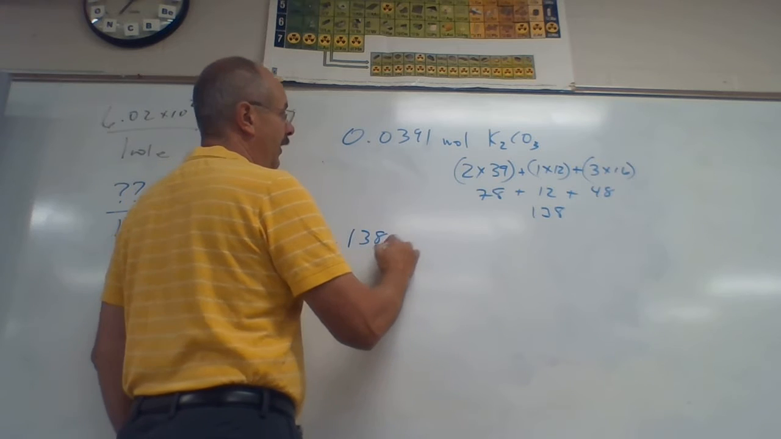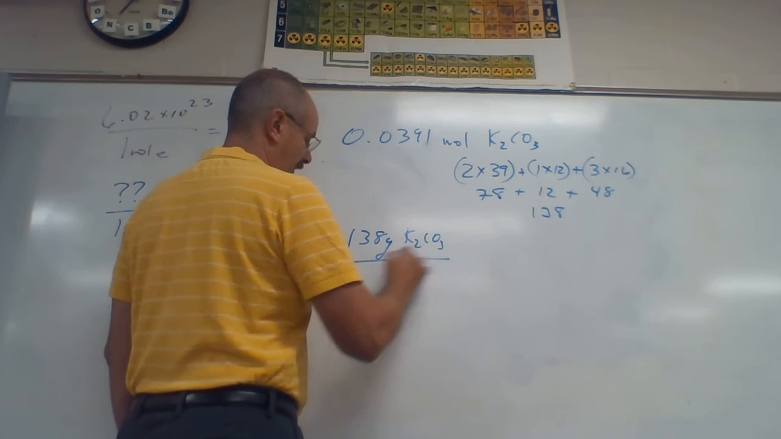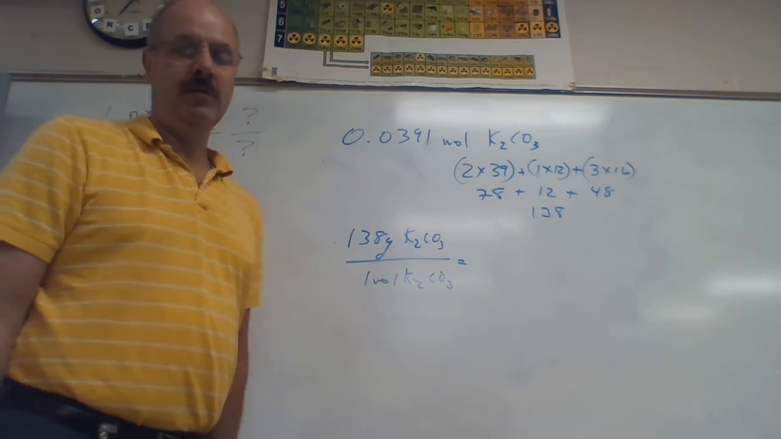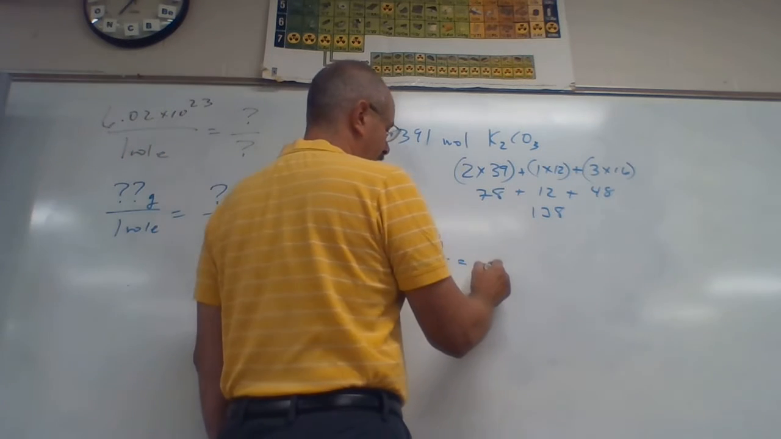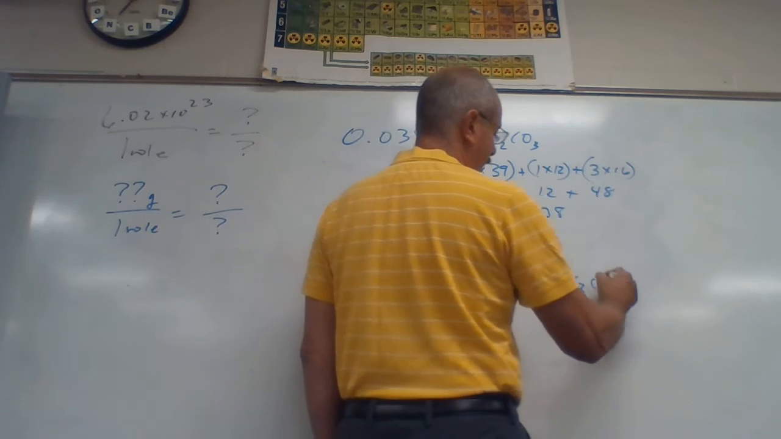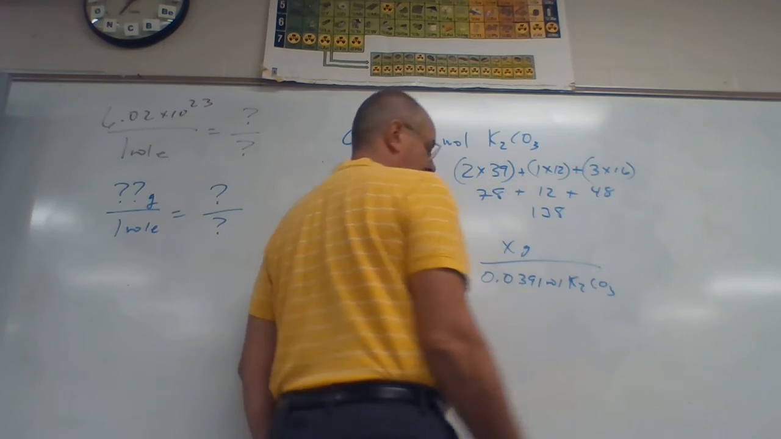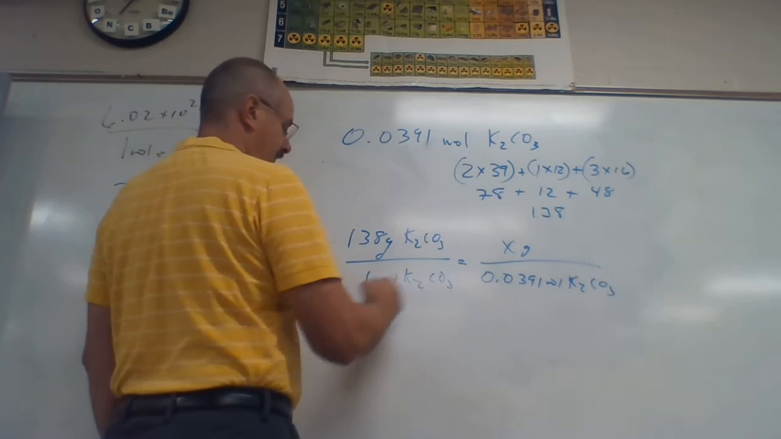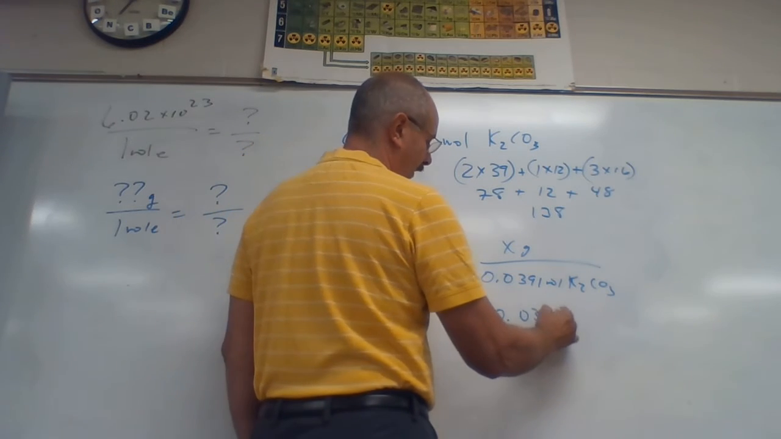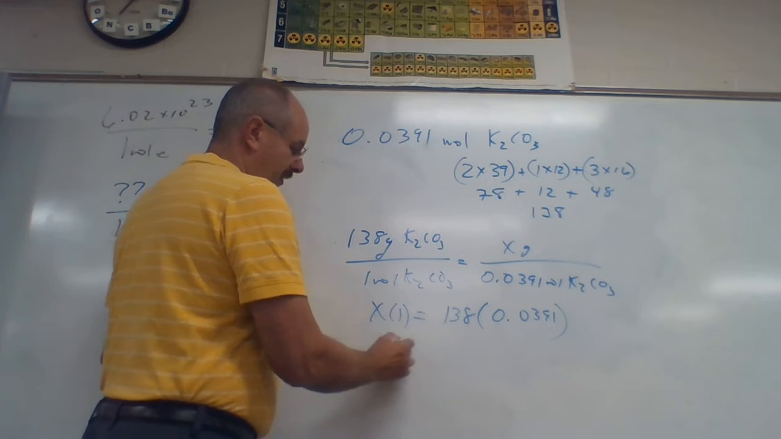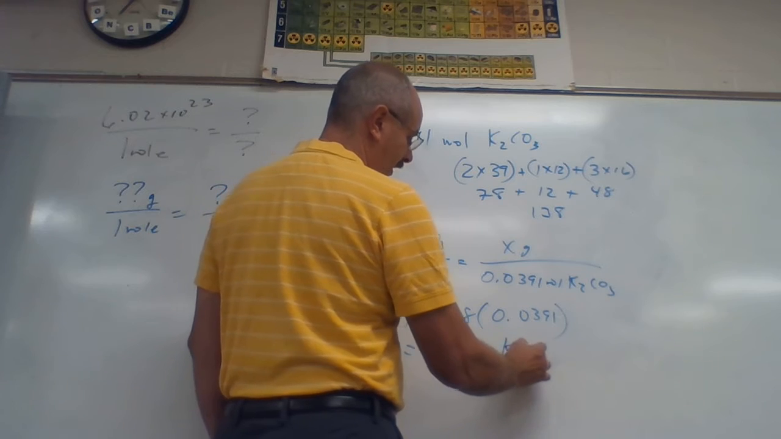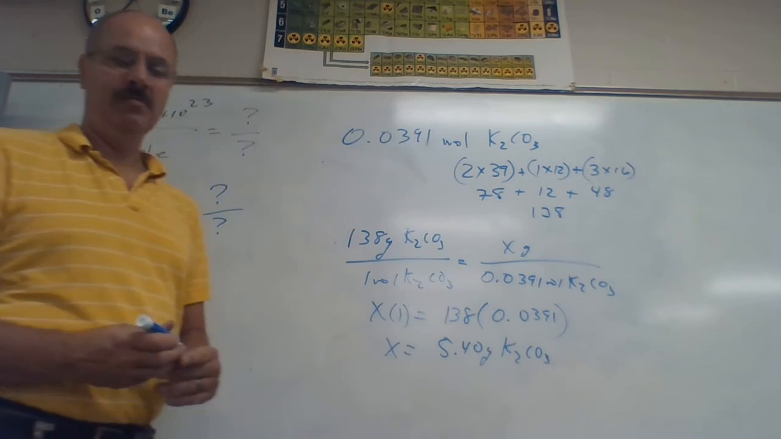So we have 138 grams of K2CO3 if I have 1 mole of K2CO3. Then I go back up here, no, I don't have a full mole. I got 0.0391 moles of K2CO3, and we're trying to find X grams of that. So cross multiply, X times 1 equals 138 times 0.0391. Type that into your calculator, and X is going to turn out to be 5.40 grams of K2CO3 as my final answer.